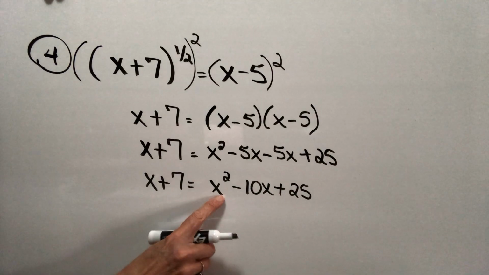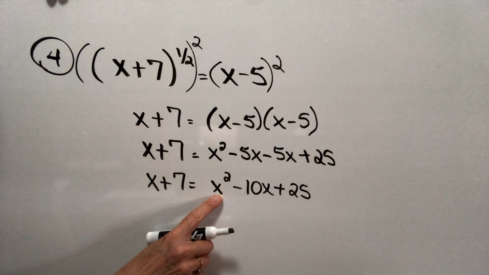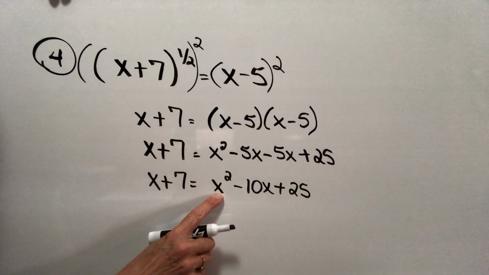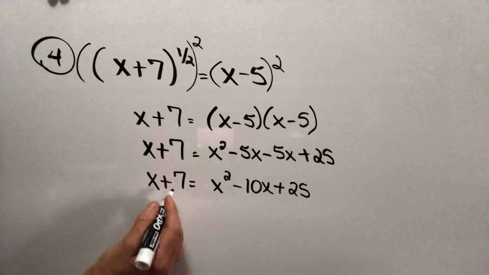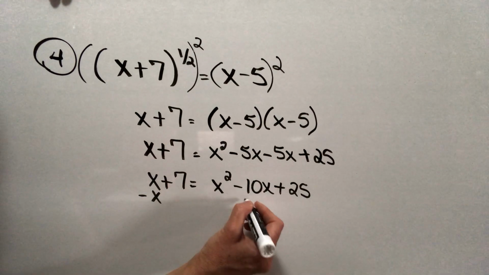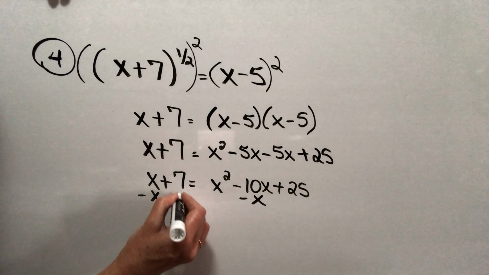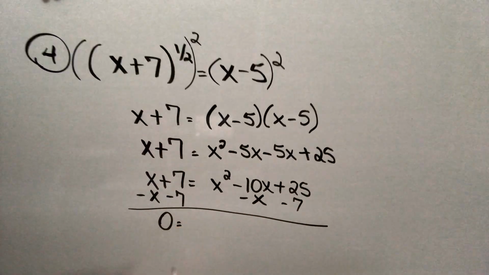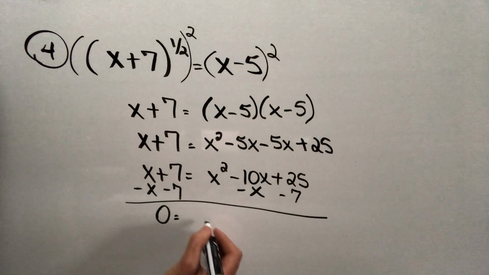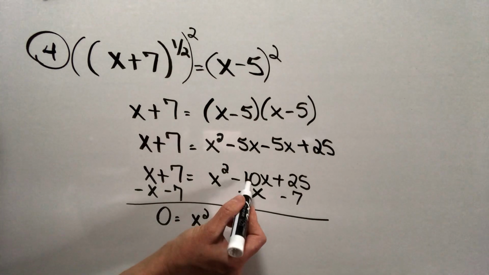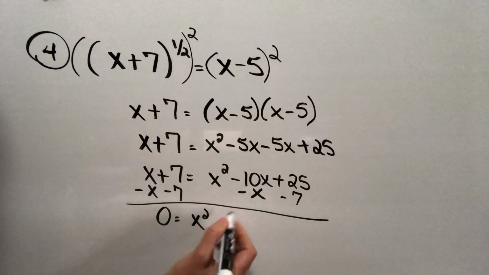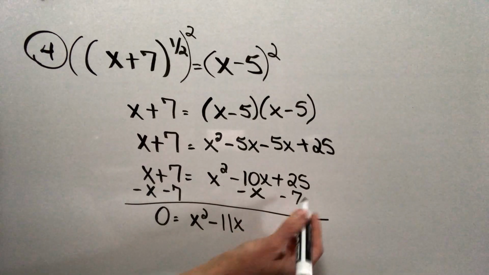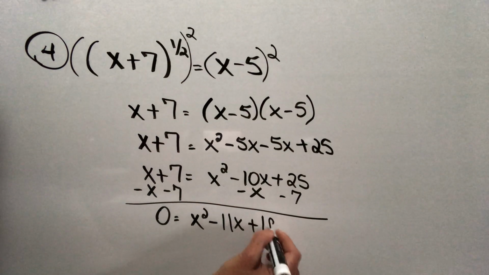Now this is a quadratic equation because the x is squared, so I'm going to need a 0 on one side in order to solve. So I'm going to get a 0 on this side. So I'm going to subtract the x and also subtract the 7. So it's okay if the 0 is on the left side, that's perfectly okay. And on the right side, I would have x squared, of course. If you add negative 10x with negative x, that would be negative 11x. And then 25 and negative 7 would be 18.